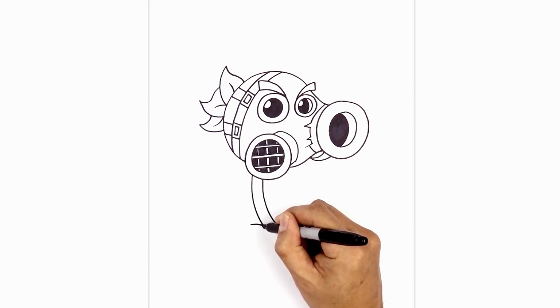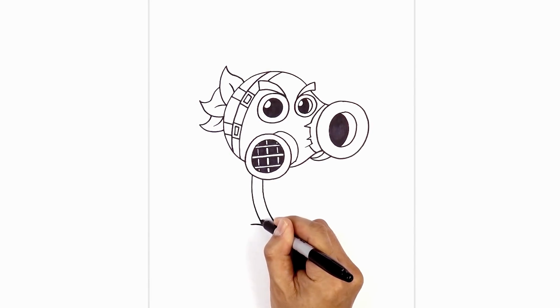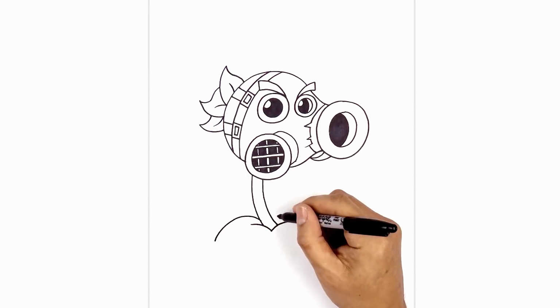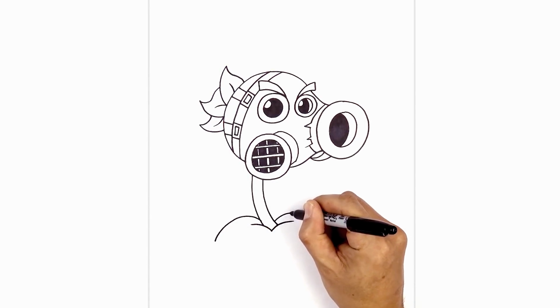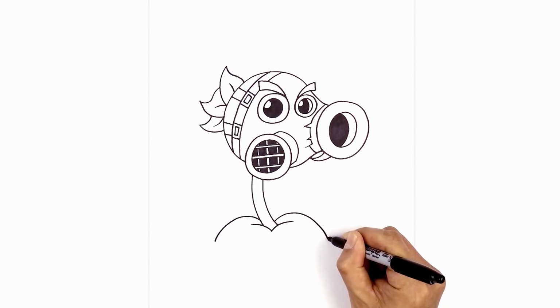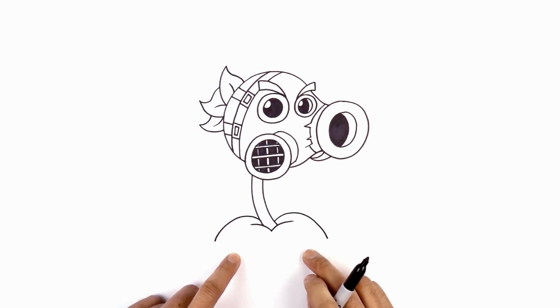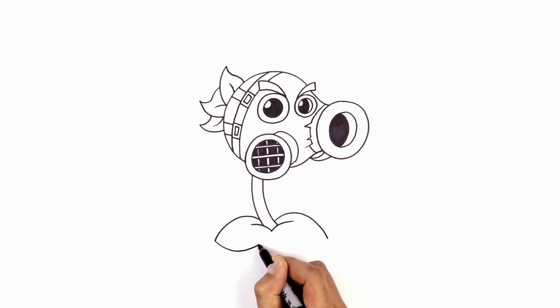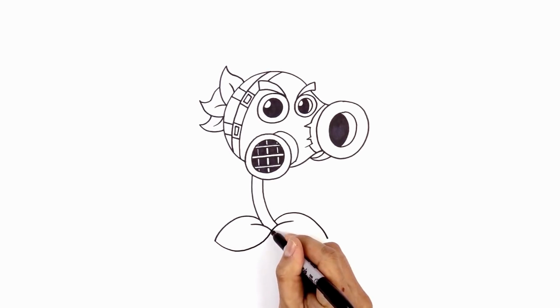Now from here, we're going to step up along the side of the stem, curving up, and then back down towards the tip of the leaf. We'll do the same thing on the right, going up and then down. Now from here, we're going to curve down and then up in towards that middle point. We'll do the same thing on the right.